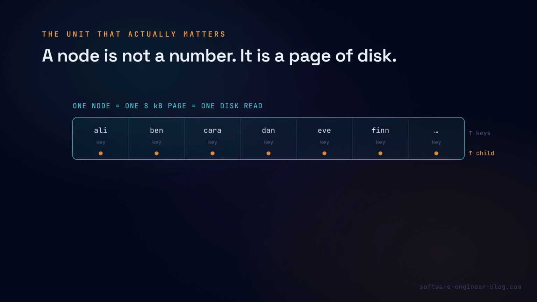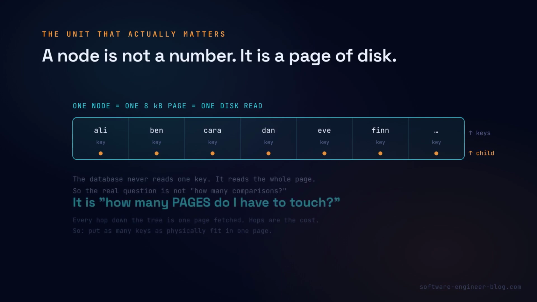So the question is not how many comparisons do I do. Comparisons are free. They happen in memory. The real question is how many pages do I fetch. Every hop down the tree is one page pulled off disk. The hops are the cost. Everything else rounds to 0. And once you see that, the design writes itself. The page is coming off the disk anyway, so fill it.